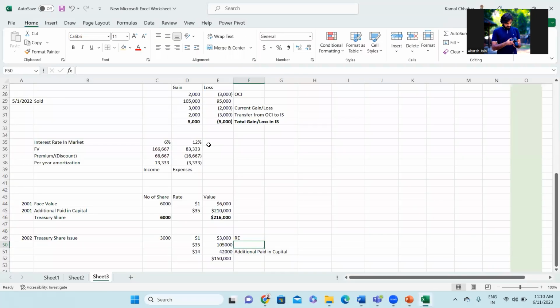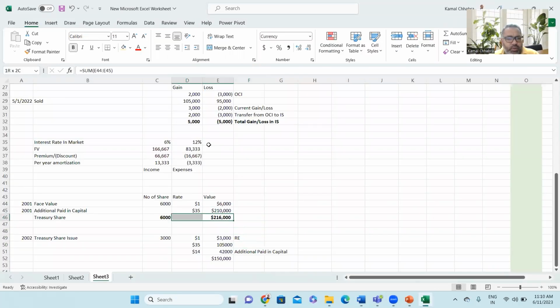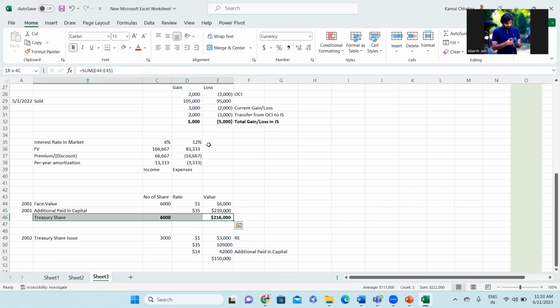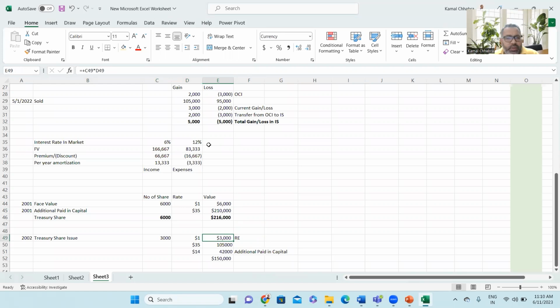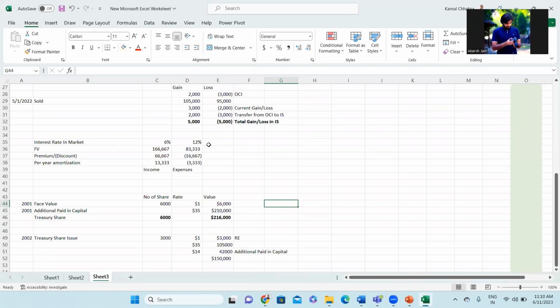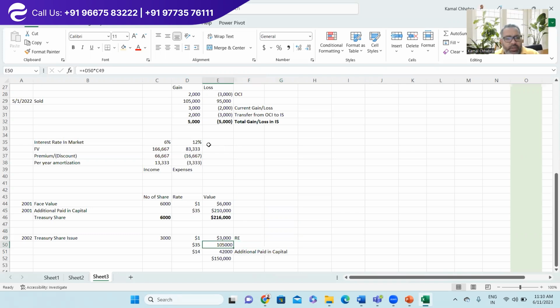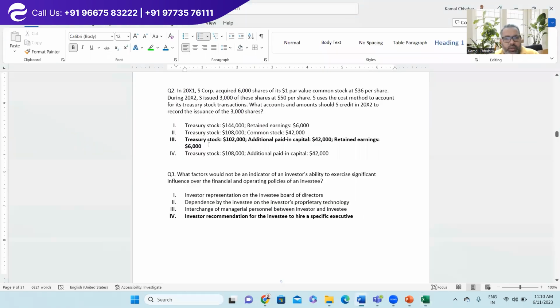So if you see, out of this was the treasury stock, right? In that they have face value and the additional paid-in capital. Now out of this 3000 they have issued. So 3000 which they have issued, this entry they might have made from retained earning, right? So it has to go back to the retained earning. But this should be from treasury stock.